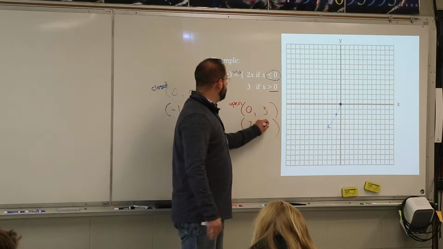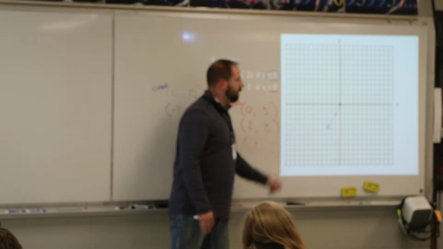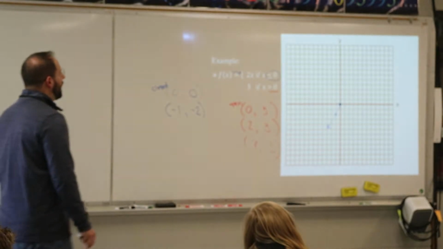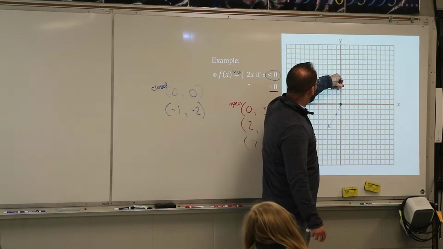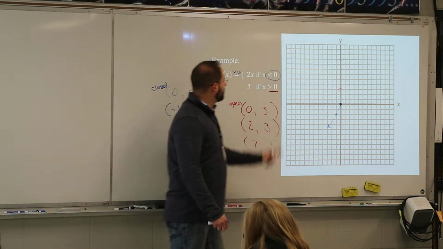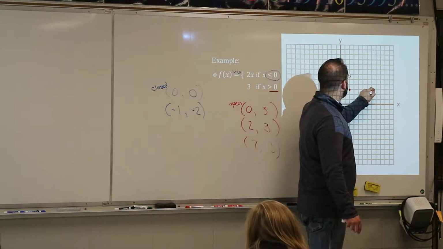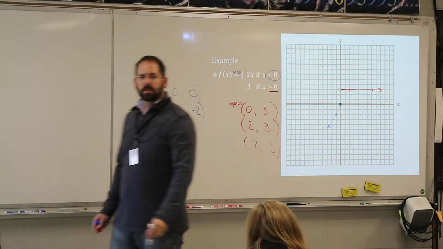So, my answer for 2 will also be 3. If I use 7, my answer is still 3. If I use 10, 3. What about 12? 3. Now, here's the idea. The first dot, 0, comma 3, is an open circle, because I was not including it. 2, comma 3, and 7, comma 3. And that graph is horizontal, going to the right.